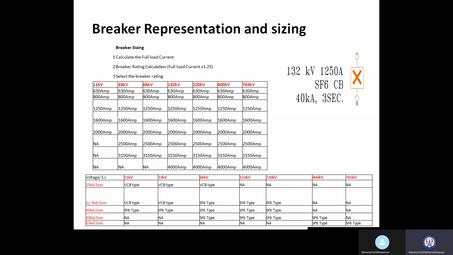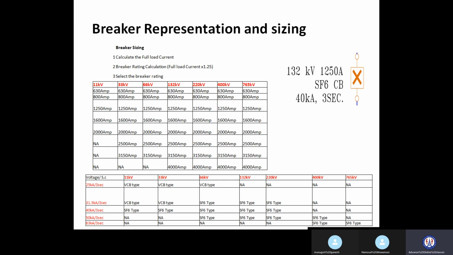In the medium voltage system, medium means 6.6 kV to 33 kV, such as 6.6 kV, 11 kV, 15 kV, 22 kV, 33 kV, we use VCB, vacuum circuit breaker, as well as SF6 circuit breaker. So the question is: in the medium voltage system, where do we use the VCB and where do we use the SF6 circuit breaker?